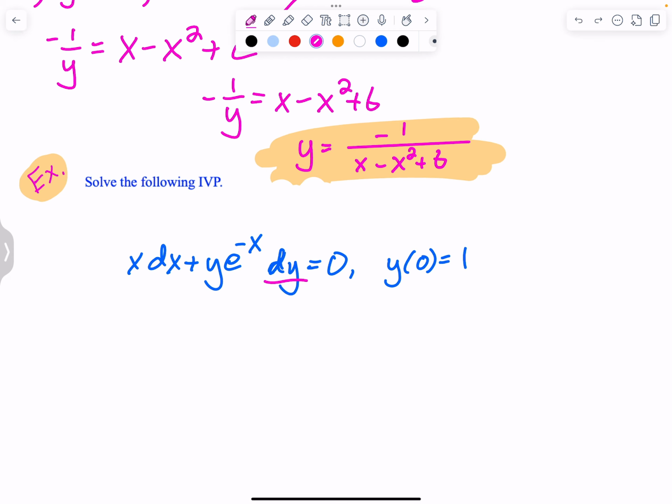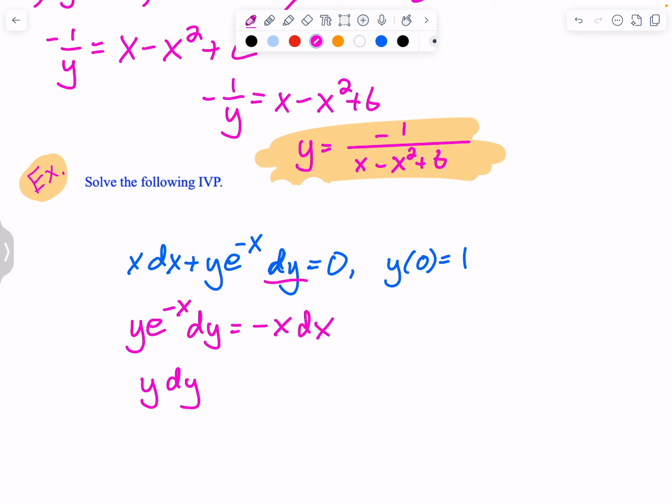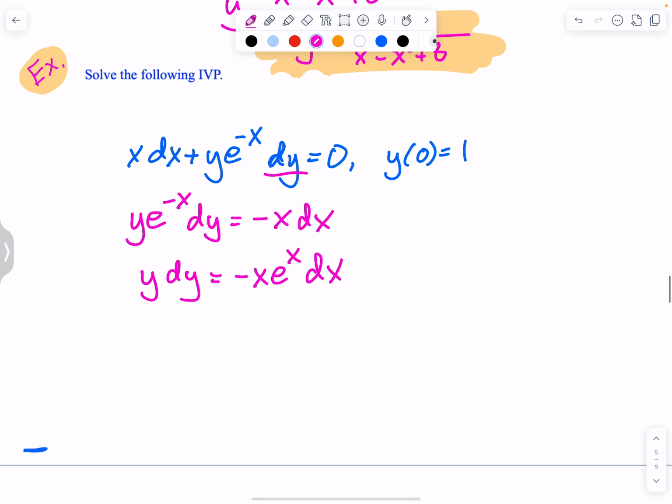Things are moved around. I think 4 is pretty close. I'm going to do one step at a time here so you guys can see it. I'm going to go ahead and bring this minus x dx to the other side. And then I got y dy. And then I need that e to the x to the other side. So I'm going to do minus x e to the positive x. I just flipped it. Okay.